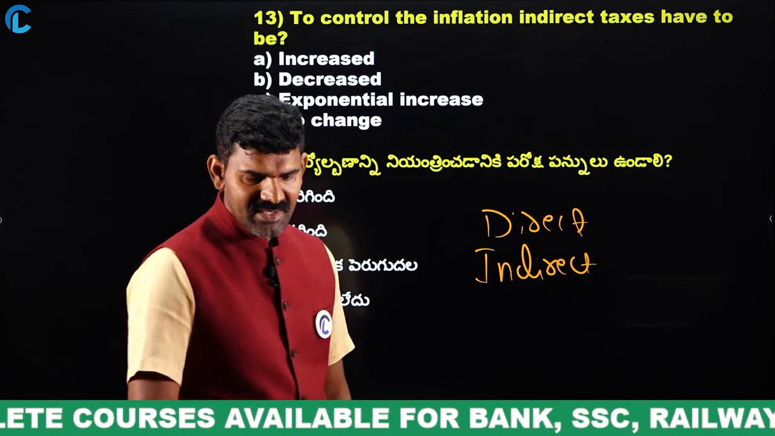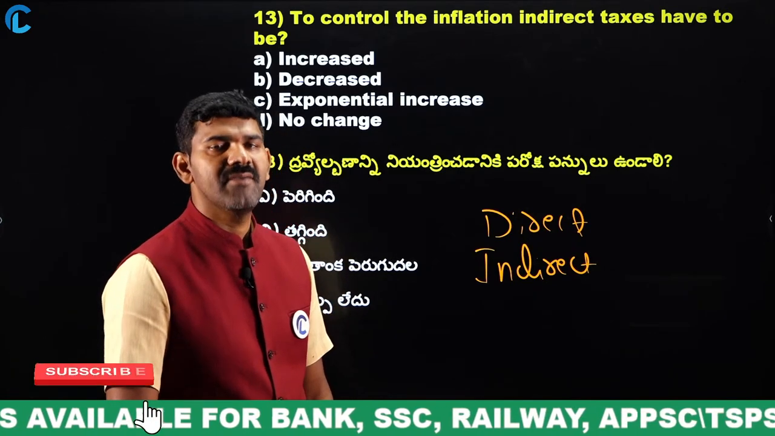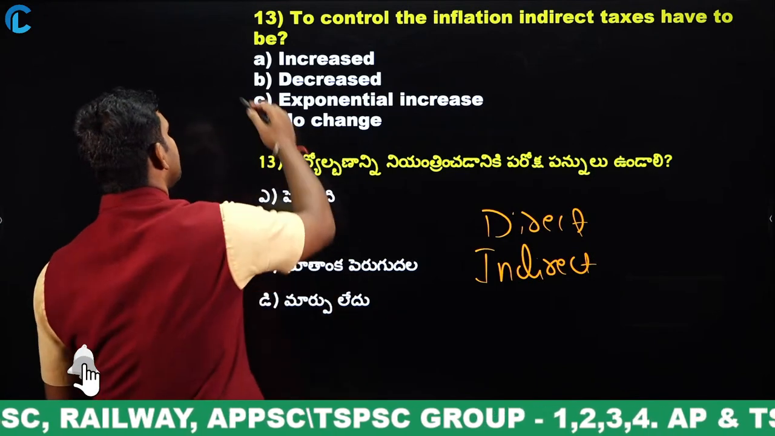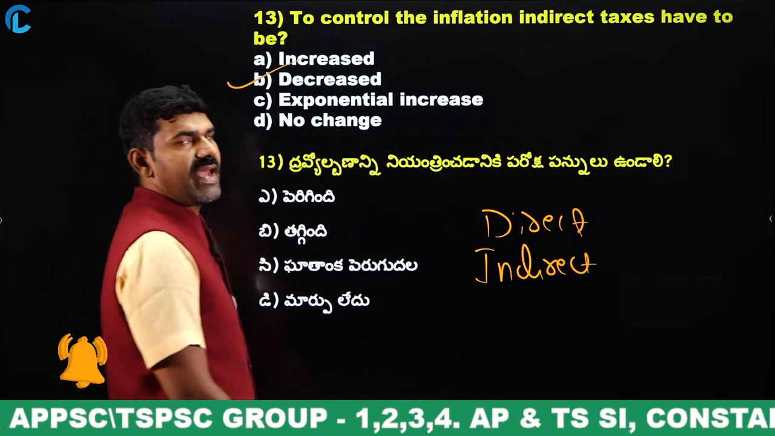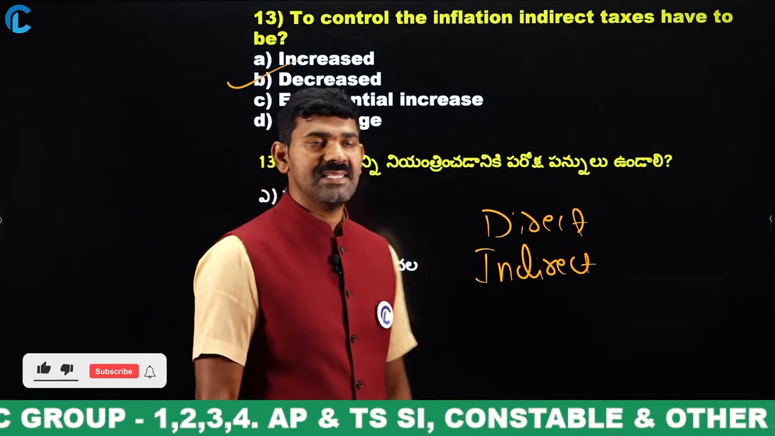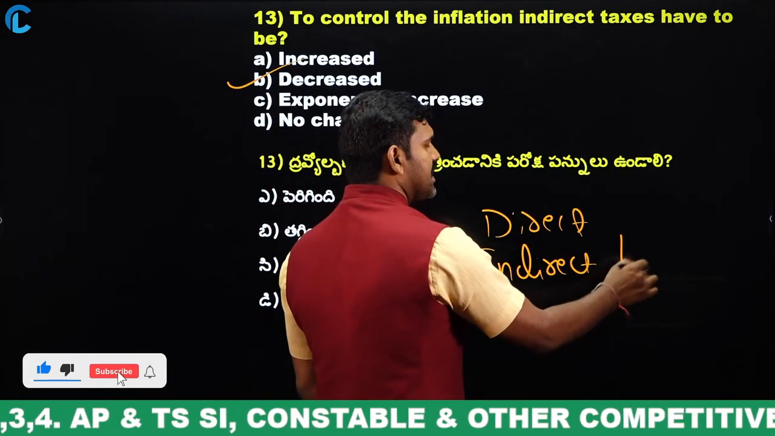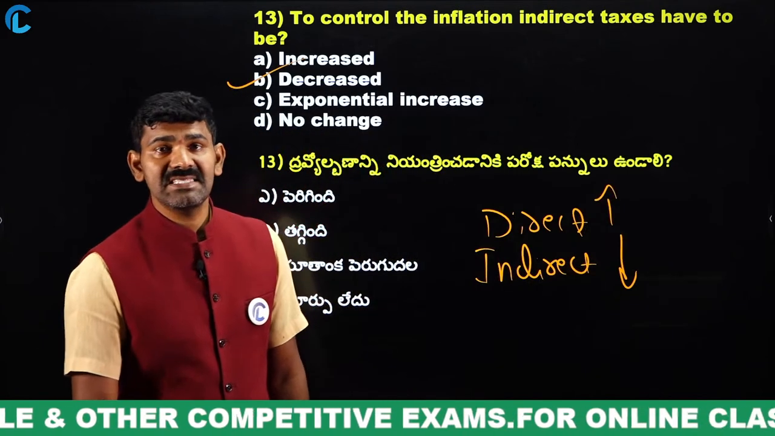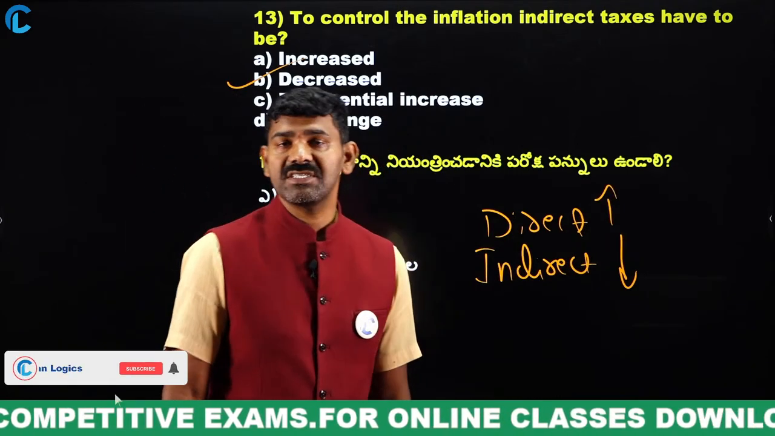Come on guys, very simple logic. The answer is that the indirect taxes have to be decreased. Monica is right. Option B is the right answer. Indirect taxes have to be decreased and direct taxes have to be increased. Okay. Why will this control inflation in the economy?